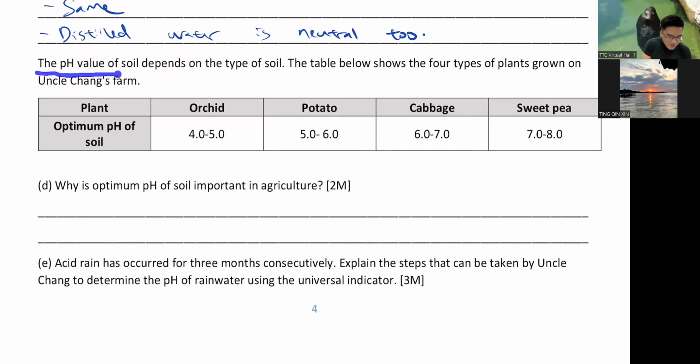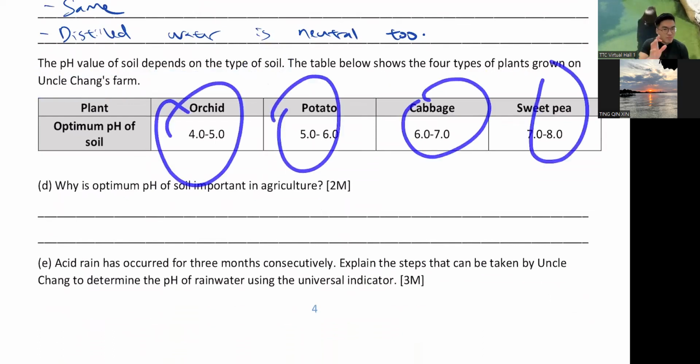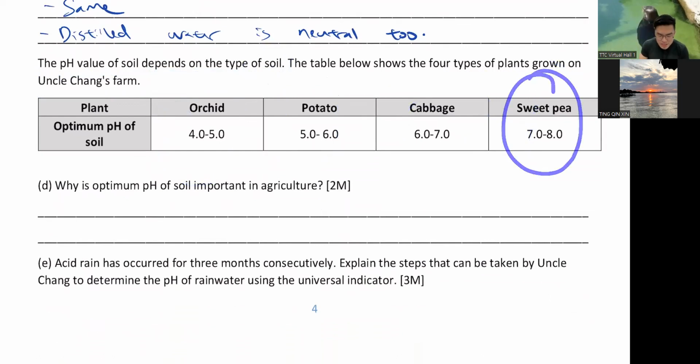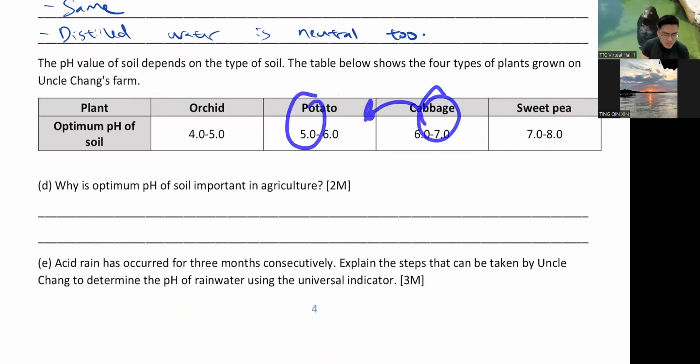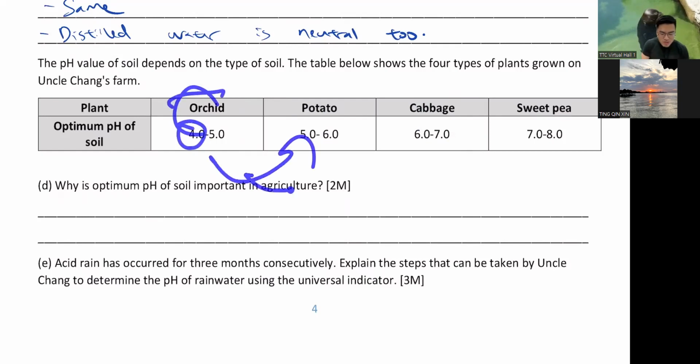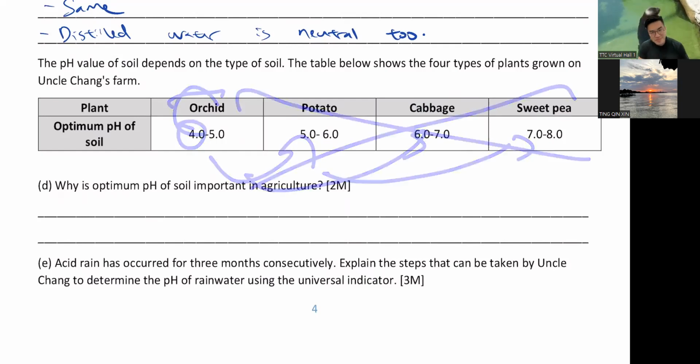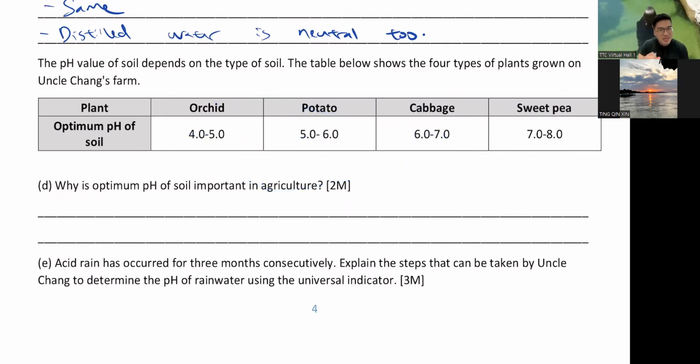Alright, anyway, so the pH value of soil depends on the type of soil. Okay, so 那每个 soil 是不一样 pH 的哈。那 the table below shows the 4 types of plants grow on Uncle Chang's farm. 所以你看哦，different plants 哦，他们喜欢不同的 soil 的，好像 sweet pea 哦，它喜欢比较 alkaline 的，你看，因为 7 以上是 alkaline 嘛。Cabbage 喜欢比较 acidic，一点点 acidic。Potato 喜欢更 acidic。你看 orchid 哦，诶 pH 4 很 strong 嘞。你拿 pH 4 种 orchid 是 OK 的吧？你种 potato、cabbage 跟 sweet pea they will all die。So you see, different plants they need different pH.